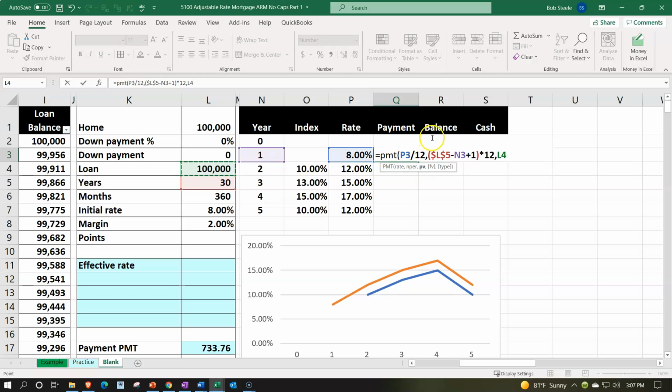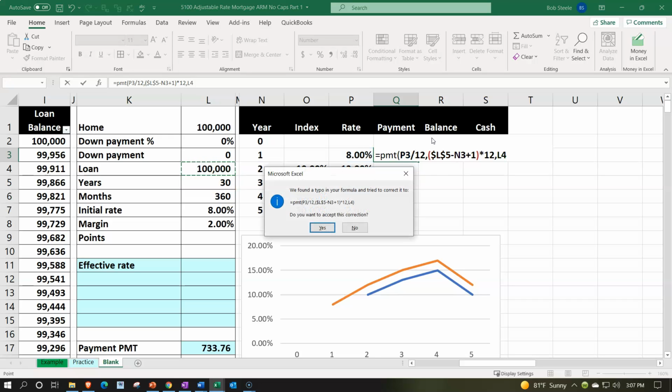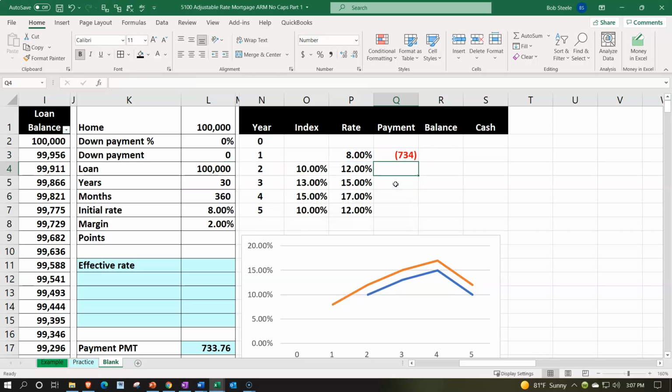I'm going to move the balance over here into the balance up top so I can copy it down. So if I took that 100,000 there, and then I didn't close it up with the last bracket, I'm going to say, okay, close it up for me. We get the 734. I'm going to add some decimals here. I'm going to go here and go say number group, add a couple decimals, so 733.76.